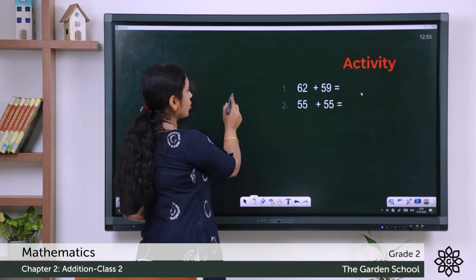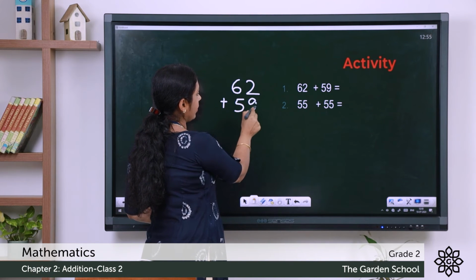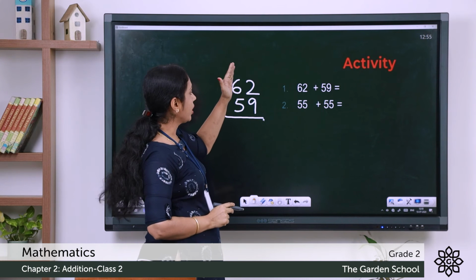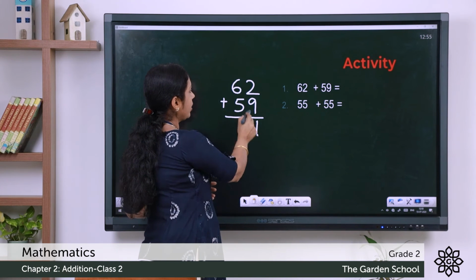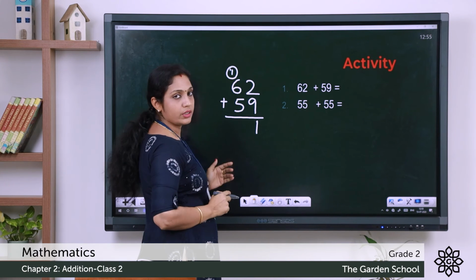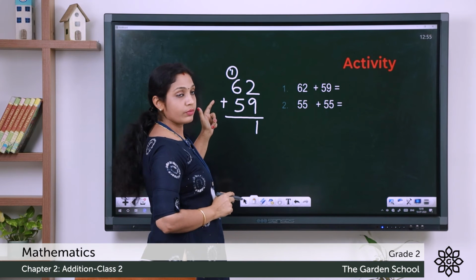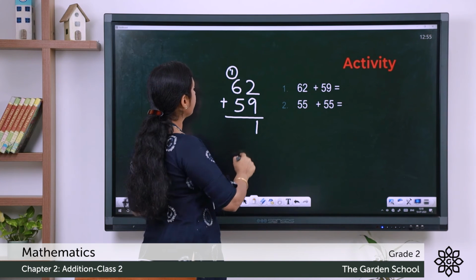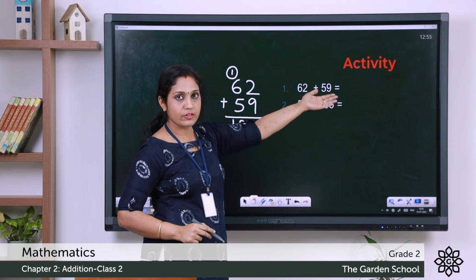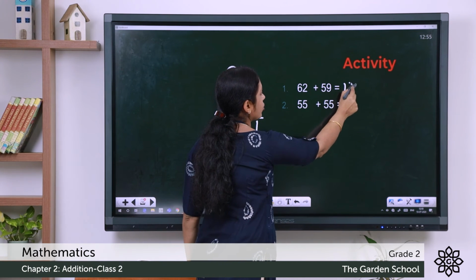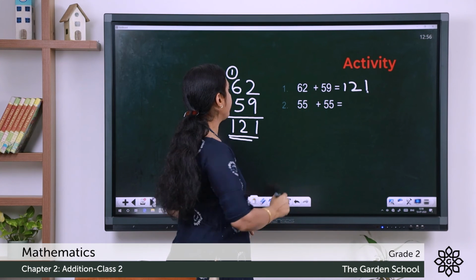You have 62 plus 59. First, we will calculate the ones position. It is 2 plus 9 is 11. So, 1 here and the 1 carry over here. So, 1 plus 6, 7 and 7 plus 5. So, what is the answer? It is 121. So, 62 plus 59 is equal to 121.